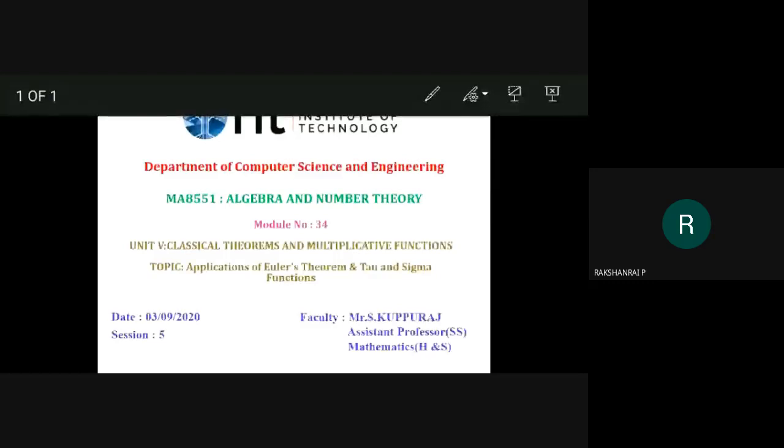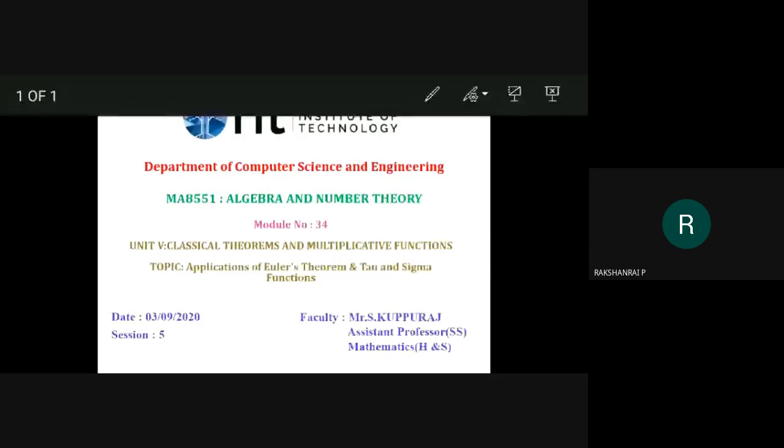The statement of Fermat's Little theorem is: let P be a prime and A be any integer such that P does not divide A, then A to the power P minus 1 is congruent to 1 mod P. Then we discussed the applications of Fermat's Little theorem. So after discussing Wilson's and Fermat's theorem, we have discussed Euler's phi function.